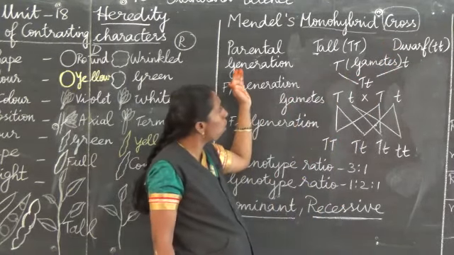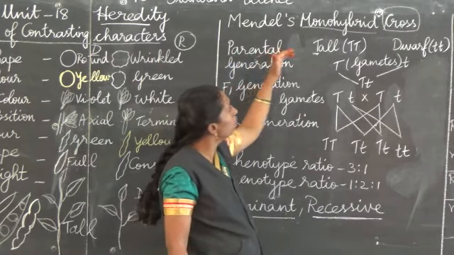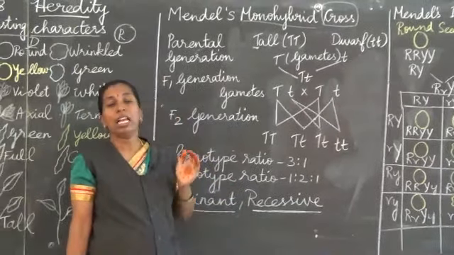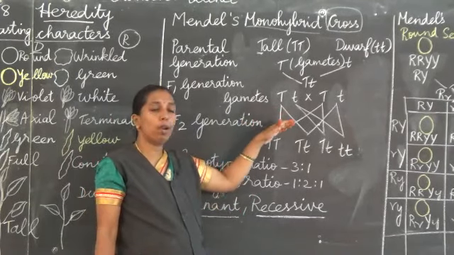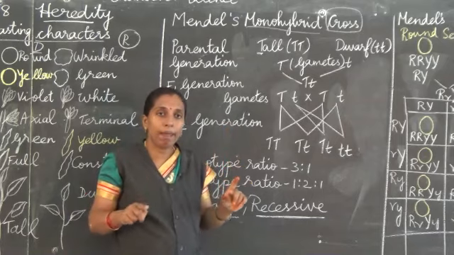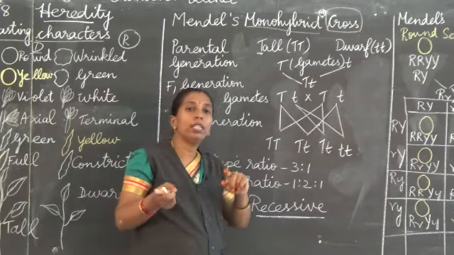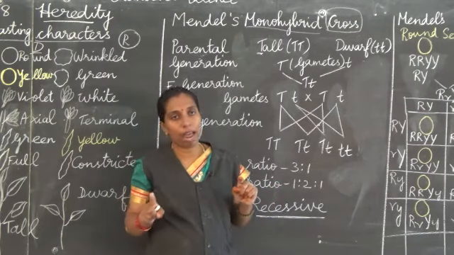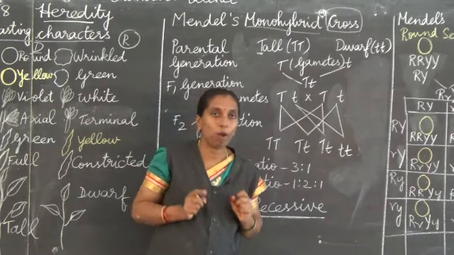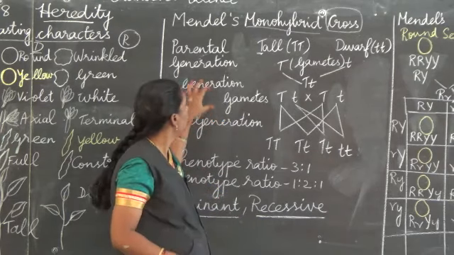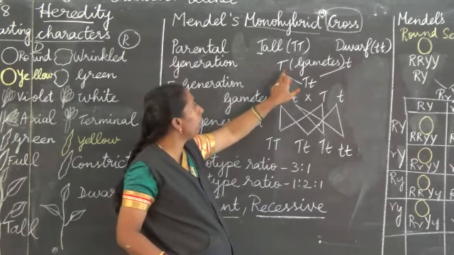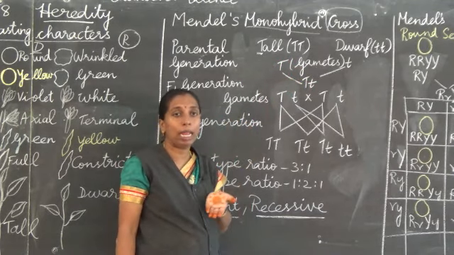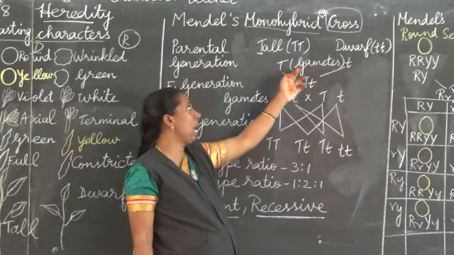Now, when a cross is made between this tall plant and dwarf plant, he didn't get a medium-sized plant. Instead, he got only tall plants. What was the reason? Here, these gametes are T and T. Already you know what gametes are: special cells involved in reproduction are called gametes.